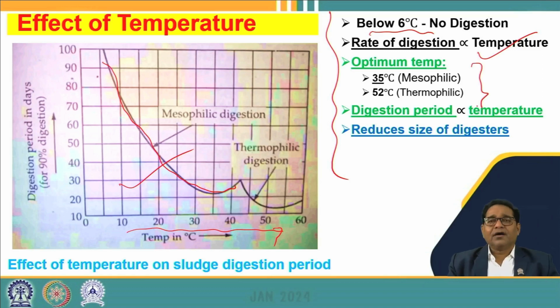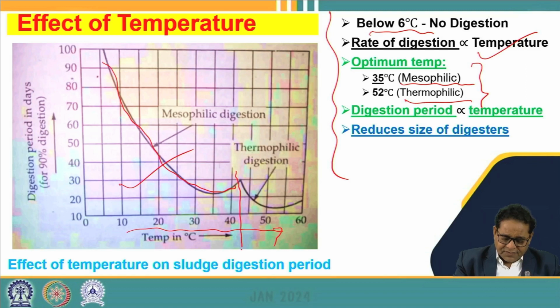In temperature there is a mesophilic zone and a thermophilic zone. Depending upon the temperature set for digestion, there may be mesophilic bacteria which are active in the mesophilic temperature range, and thermophilic bacteria which are active in the thermophilic zone. Up to about 40 degrees centigrade, in the mesophilic range, this shows the variation of digestion period required for a particular temperature.